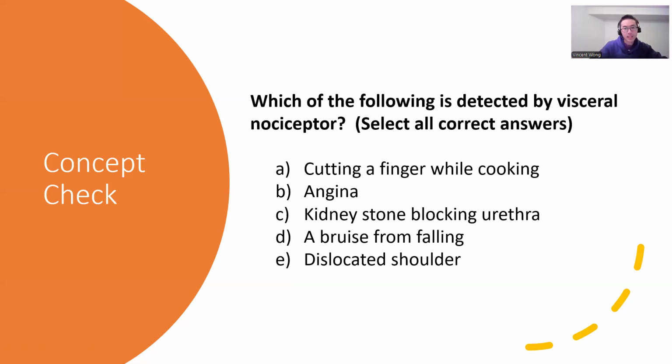So remember, this is visceral. Visceral means it is originating from the inside of the body. And so cutting a finger would be surface type of stuff, so that's somatic. Angina is chest pain from the coronary artery blockage. Kidney stone, right? Dislocating a shoulder, again, it's more like muscle type of stuff, bone kind of stuff, so that's considered as surface. So the answer would be B and C. All right.